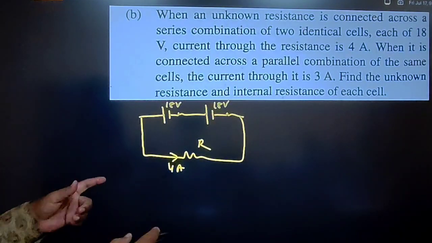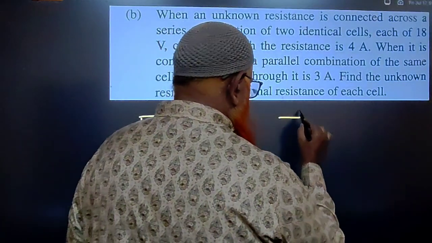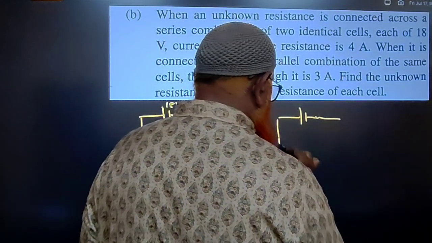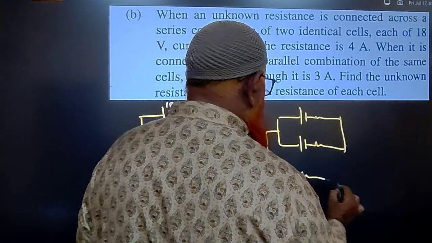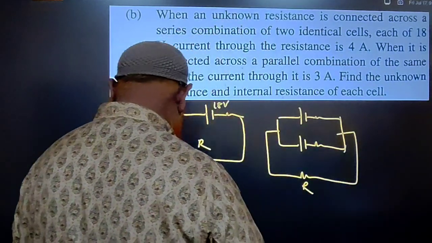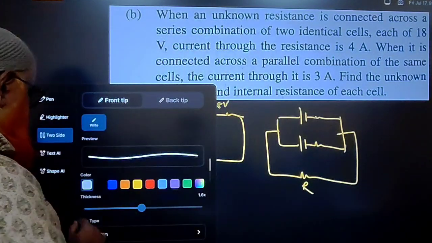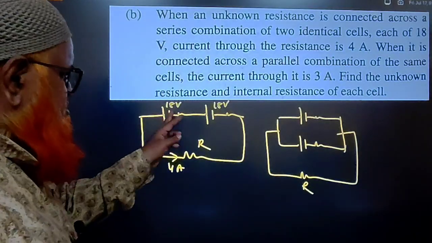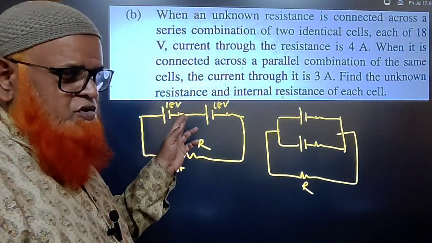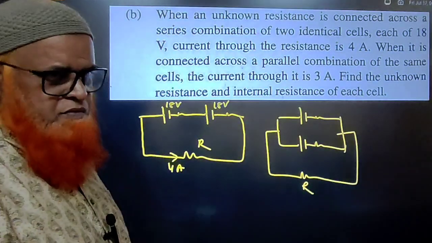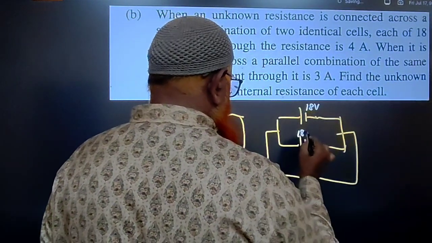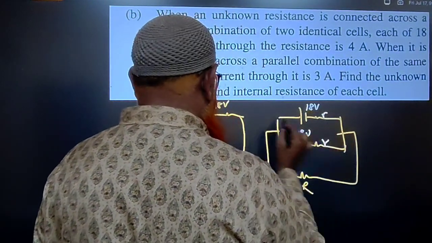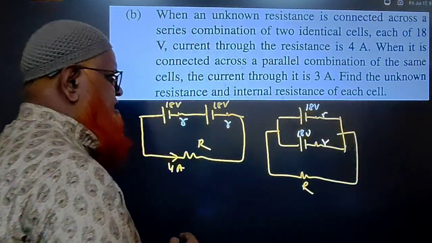When the two cells are connected in the parallel combination, they are connected again to the external resistance, which is called capital R here. So in this case, n is also 2, two cells, n equal to 2. Here m is also 2. So what is this here again? Same 18 volts is connected, and the internal resistance is small r here.